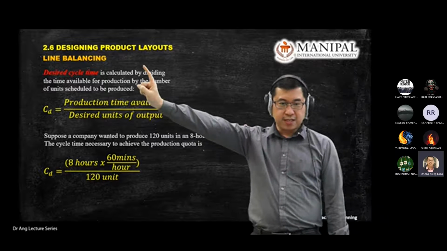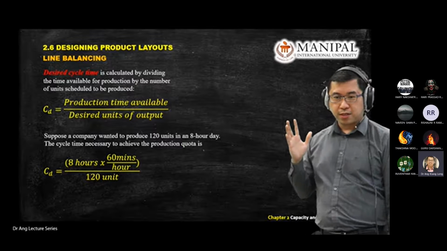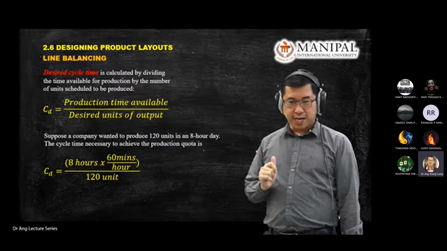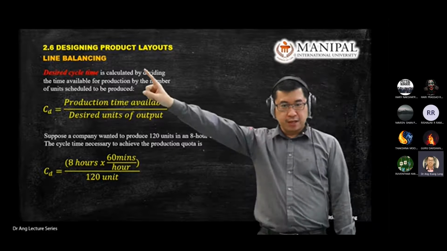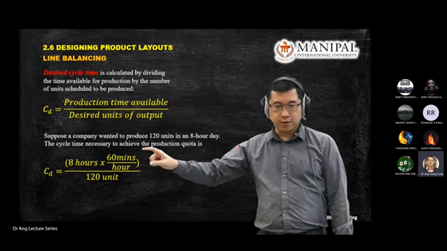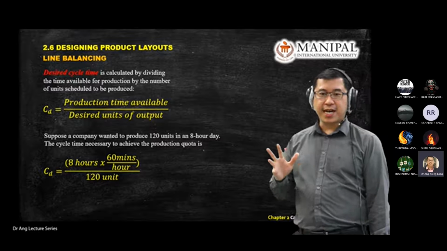Again, the word is desired cycle time. It's not the actual cycle time. You have two types of cycle time, desired and actual. The word desired means something that your manager wants to do. The keyword is wanted or desired.